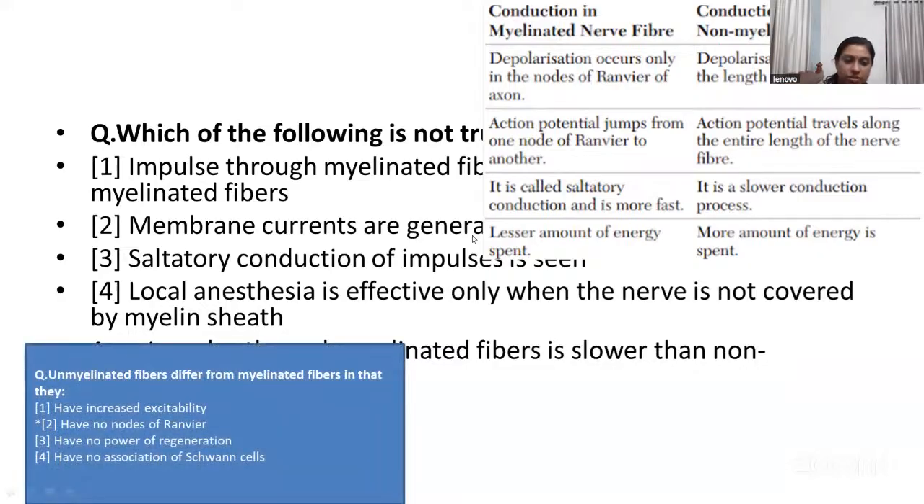Next question: unmyelinated fibers differ from myelinated fibers in that they have no nodes. In unmyelinated or non-myelinated nerve fibers, we don't have nodes of Ranvier. These nodes of Ranvier have more sodium channels in order to conduct faster, and the nodes of Ranvier are not covered by the myelin sheath.